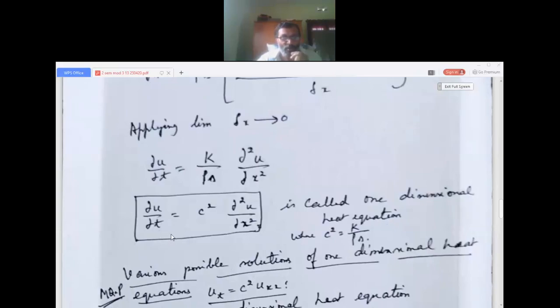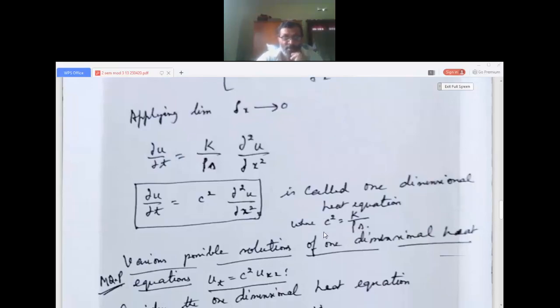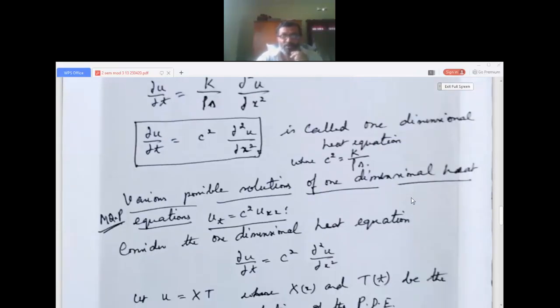So dou U by dou t equals c squared dou squared U by dou x squared is called the one-dimensional heat equation, where c squared equals K by rho S. Now we will look at various possible solutions of the one-dimensional heat equation. So we have derived the one-dimensional heat equation.